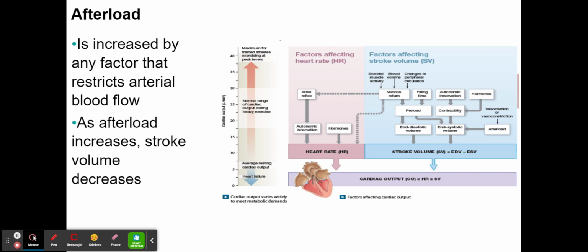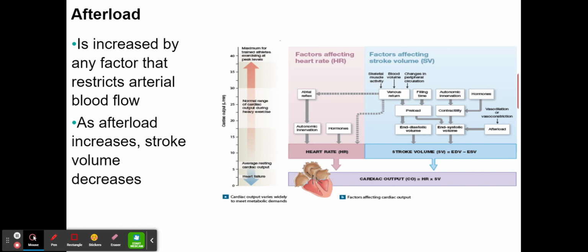Any factor that restricts blood flow in the arterial system increases afterload. For example, either the constriction of peripheral blood vessels or a circulatory blockage elevates arterial blood pressures and increases the afterload. If the afterload is too great, the ventricle cannot eject blood.